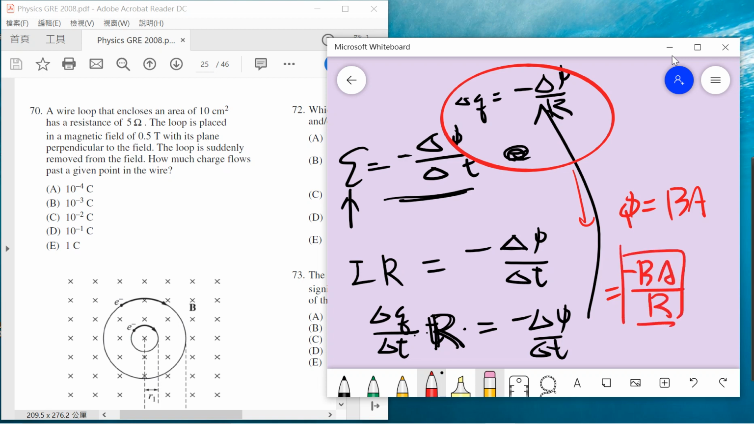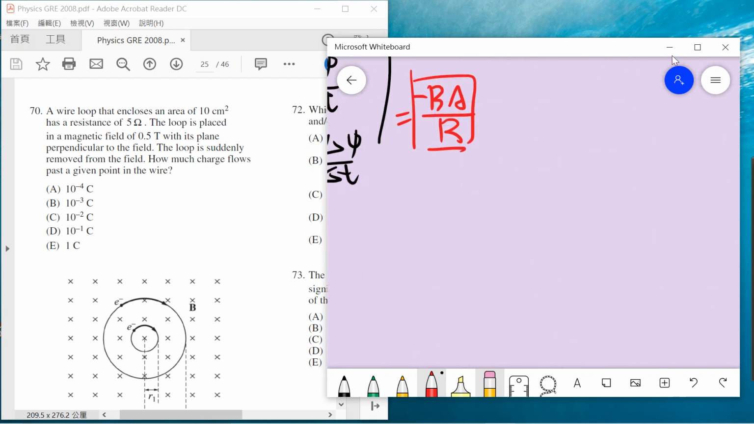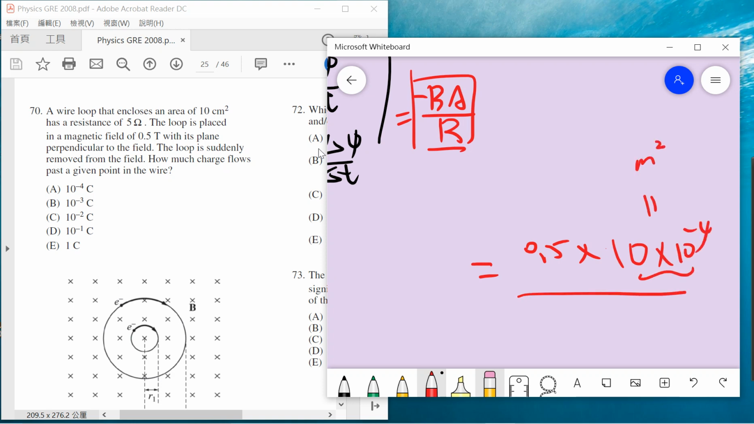This is the answer. So what we need to do is 0.5 times 0.5 is the magnetic field, times 10 to the minus 4, this is the area in meter squared, divided by resistance. So this is the answer. And neglect this minus sign because they ask about how many charges. So the answer is A, because this is 10 to the negative 4, and 0.5 times 10 is 5. So the answer is A.